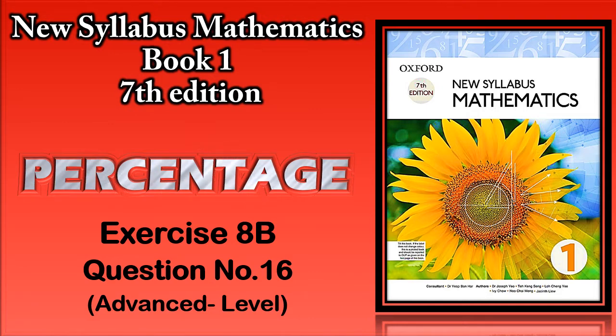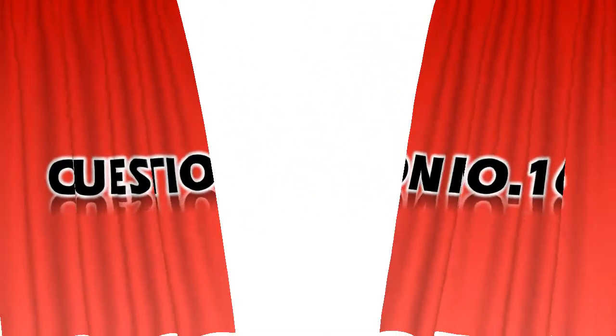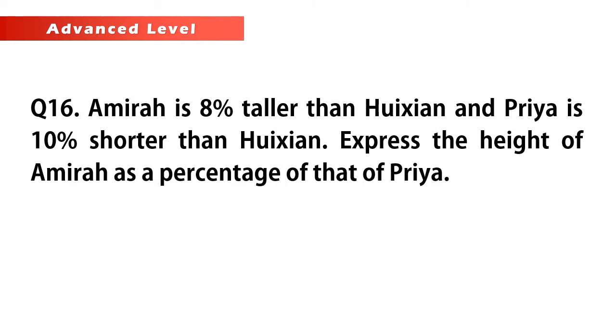New Syllabus Mathematics Book 1, 7th edition, Chapter 8, Percentage, Exercise 8B, Question number 16, Advanced Level. Question number 16. Amara is 8% taller than Huixian, and Priya is 10% shorter than Huixian. Express the height of Amara as a percentage of that of Priya.